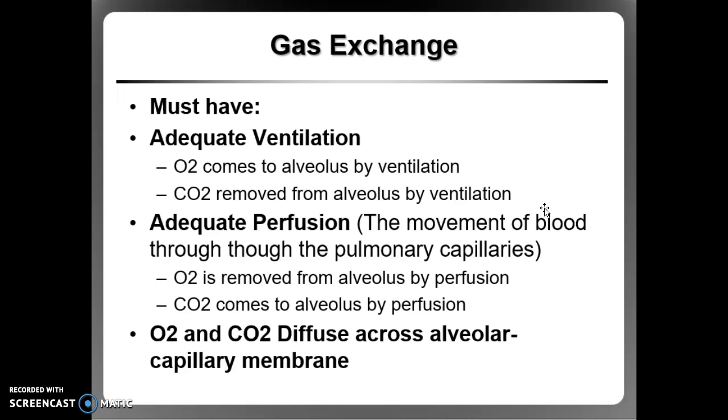So how does gas exchange occur? O2 comes to the alveolus via ventilation, and CO2 is removed from the alveolus during ventilation. We want to make sure that we have adequate perfusion, obviously enough blood, with oxygen being taken up and CO2 being breathed out.